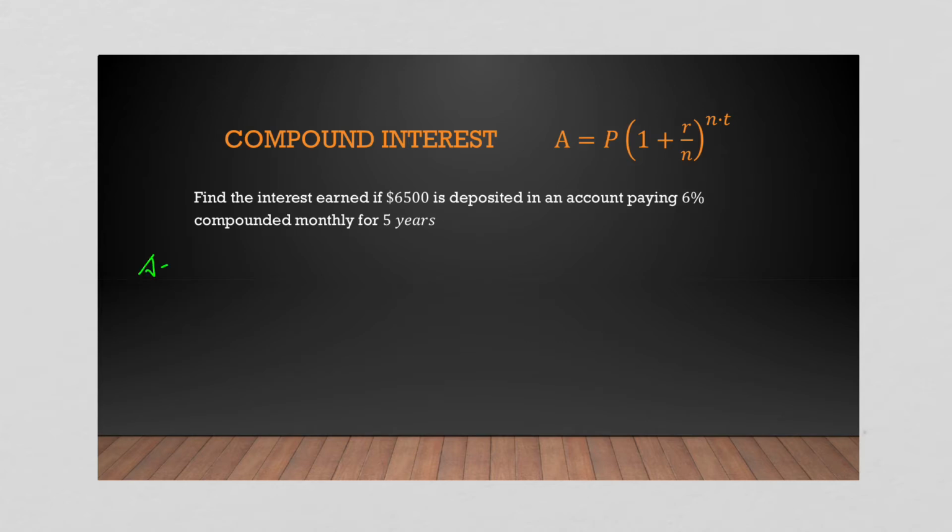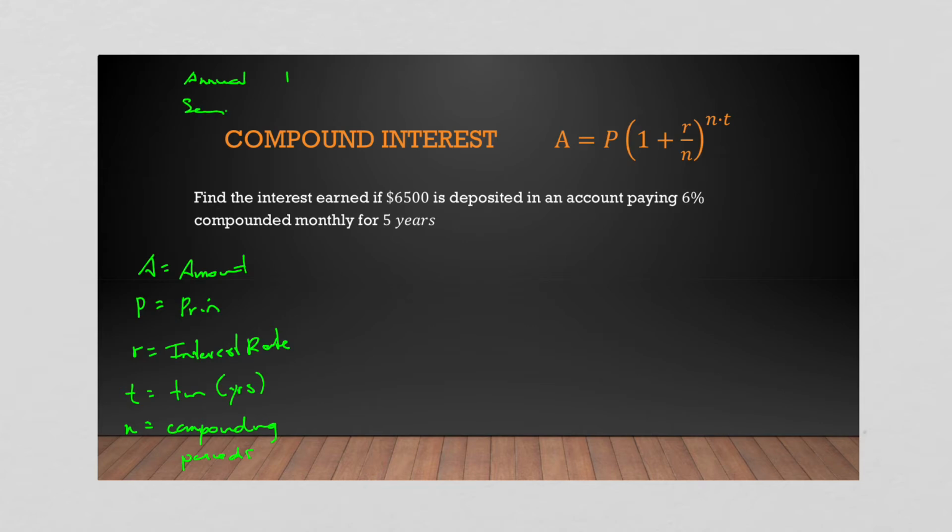So here, A is my amount. It's no longer my interest, okay? P is still my principal, R is still my interest rate, T is still time in years, but N's our new one. N is what we call our compounding periods, okay? So you can compound annually, which is once a year, semi-annually, which is twice a year, quarterly, which guess what, is 4 times a year, daily, how many times a year? 365. Monthly, right? A whole bunch of different compounding periods. So be aware of that.